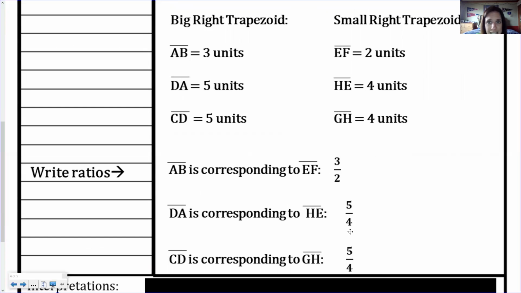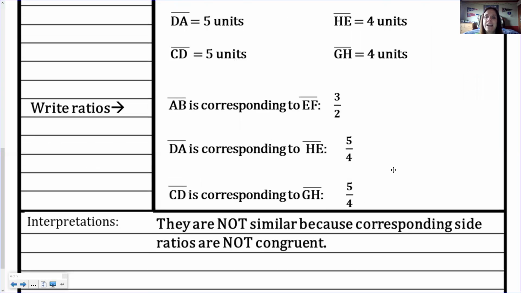So because they're not all congruent, they are not similar right trapezoids, because not all the corresponding side ratios are congruent. So in order to be similar with transformations occurring, especially the dilation, you have to have those corresponding side ratios congruent all the way across. Okay, if you have any questions, write them down, write them on your notes. If I'm asking you to submit these notes, I will look those over when you submit them, and we will do some practice. Thanks for tuning in.